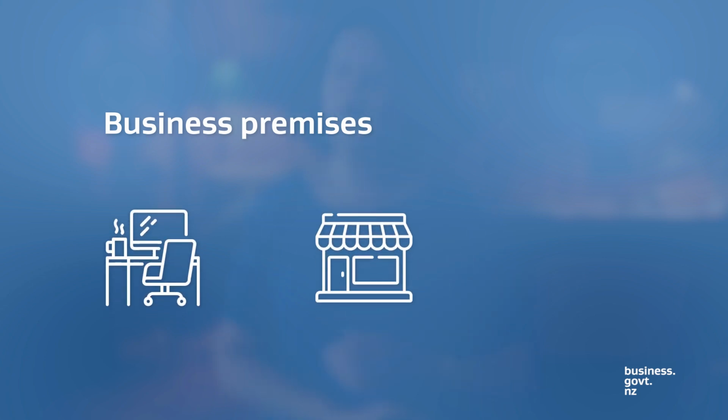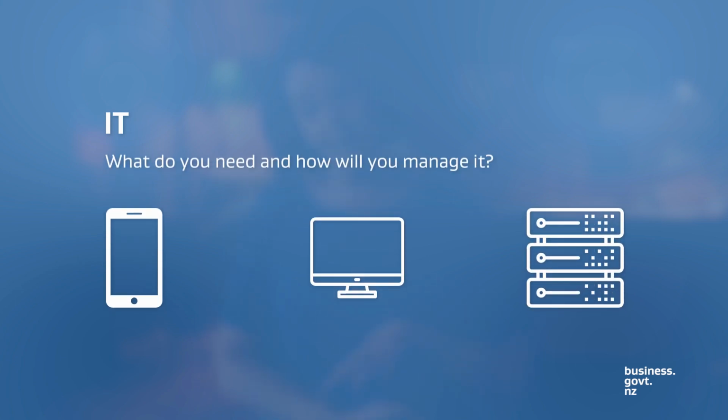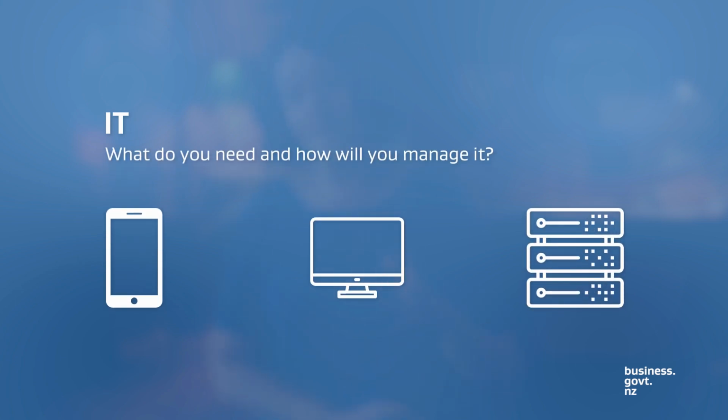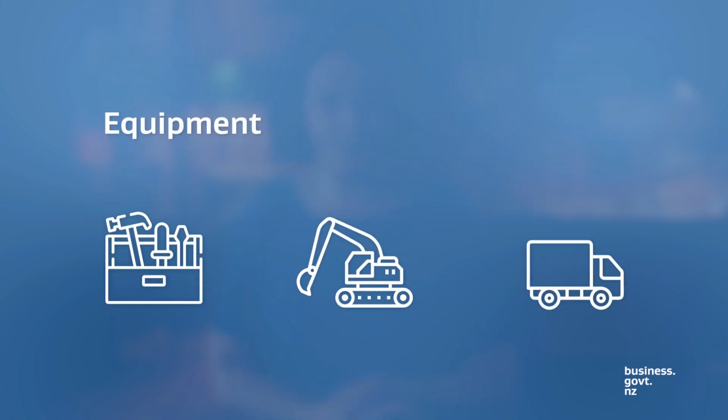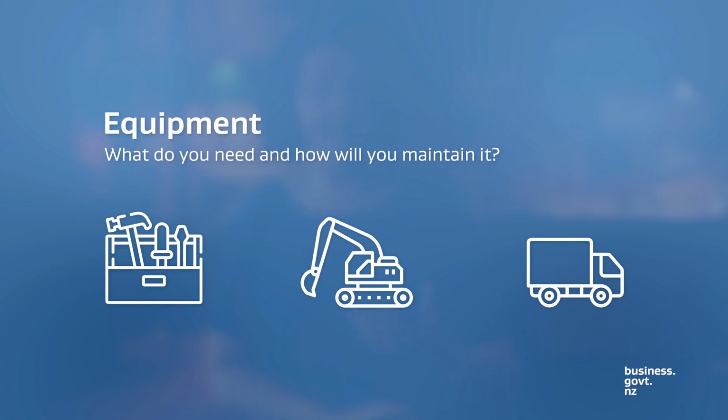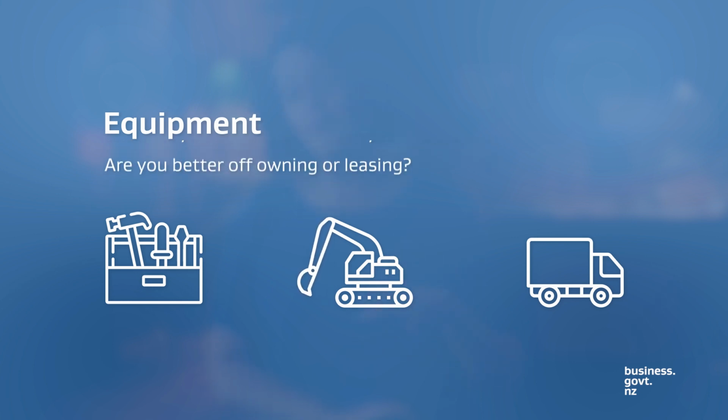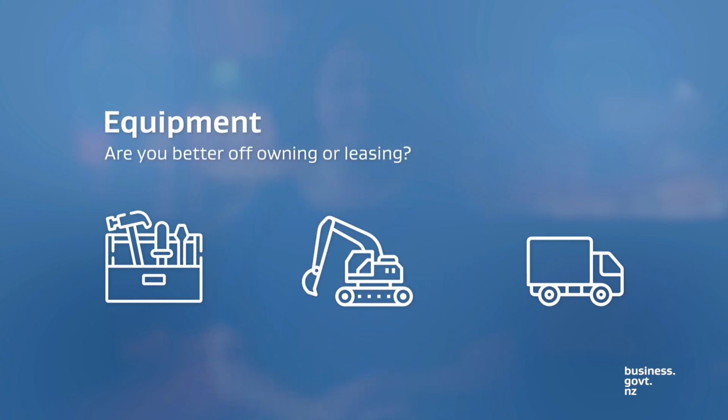Business premises, like an office, a shop, or a workshop you own. IT, like phones, computers, and servers. What do you need and how will you manage it? Equipment, like tools, machinery, and vehicles. What do you need and how will you maintain it? Are you better off owning or leasing?